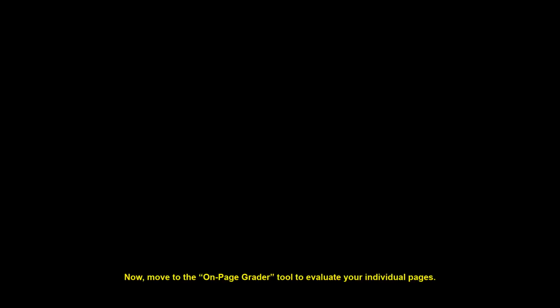Now, move to the On-Page Grader tool to evaluate your individual pages. Input a specific URL from your website to receive a detailed analysis. Follow the recommendations provided to optimize the on-page elements, like titles and descriptions.